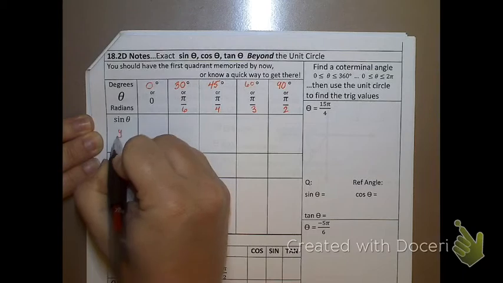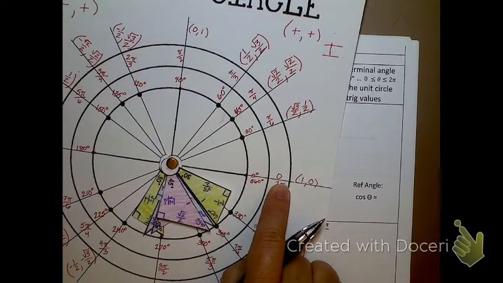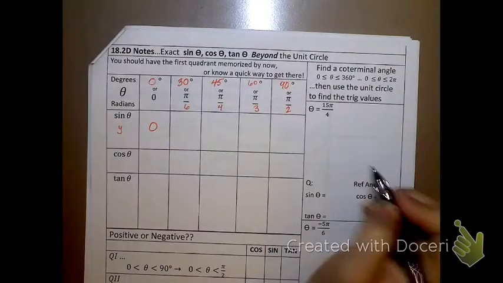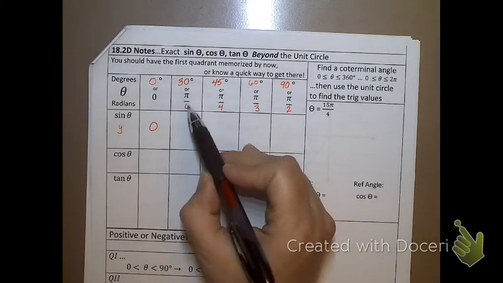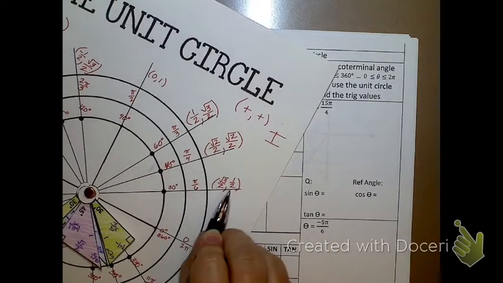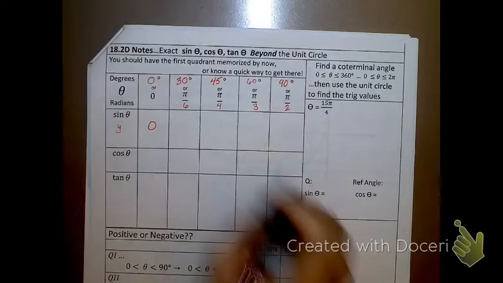So, if I asked for the sine of 0 degrees or 0 radians, sine we know is y. So if I go to 0 degrees or 0 radians, what is the y value there? 0. Therefore, the sine is 0. Terribly difficult, right? What about the sine of 30 degrees or pi over 6? If I go to pi over 6 or 30 degrees, what's the sine value or the y value? 1/2.